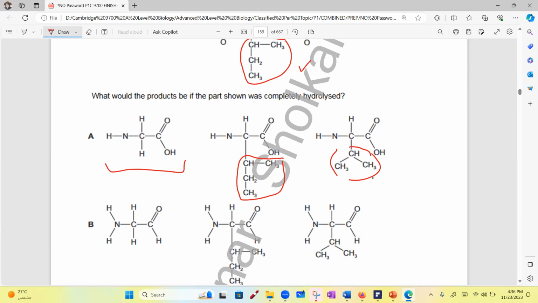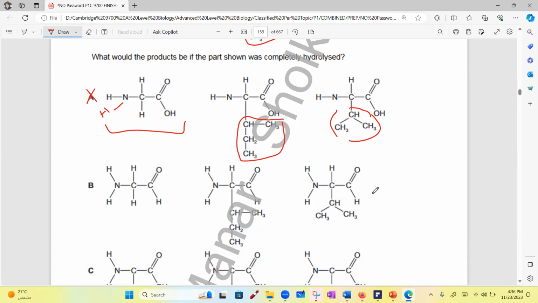Can A be an amino acid? No, because it has only one hydrogen on the N. Very good. You noticed that there has to be an H2, so it's not A. Okay, let's look at B. Also, I can see the R group here and the R group here.